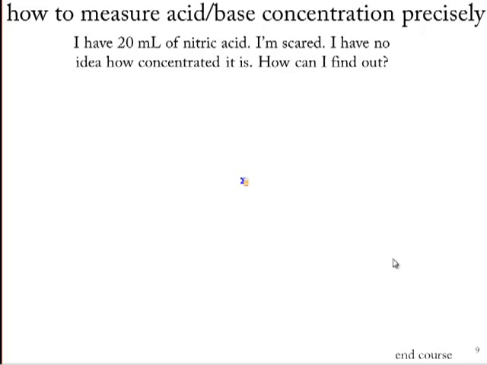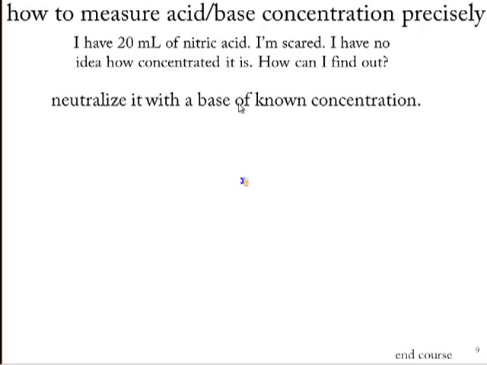Alright, so suppose you have 20 mils of nitric acid laying around on the ground. Yikes. I'd be scared too. That stuff dissolves metals, or reacts with metals. You have no idea how concentrated it is. How do you find out? Easy. Neutralize it with a base of known concentration.